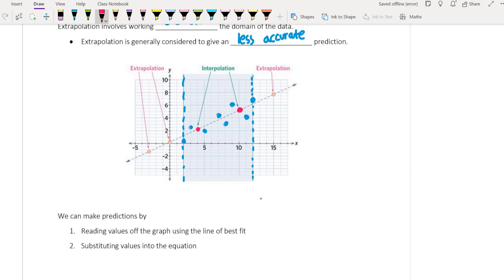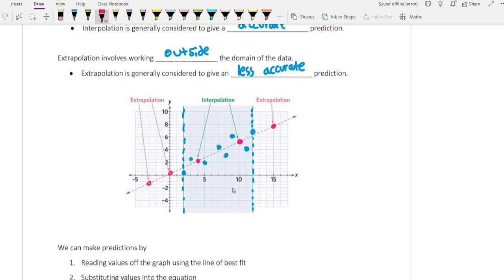But because our linear line goes off of this region, so the line goes on forever, we can make a prediction over here, we can make a prediction here or here. So it gives us the power to make predictions outside of our data as well. But because our linear line is based off of the data that's given to us within here, the predictions that we make inside of this region, we call it interpolation.